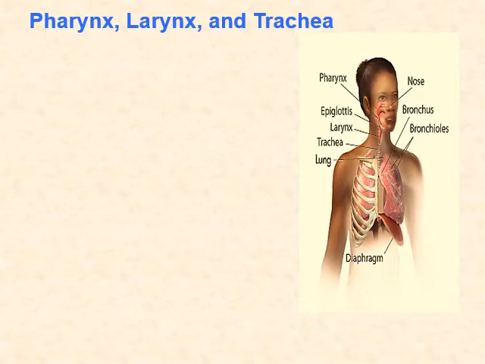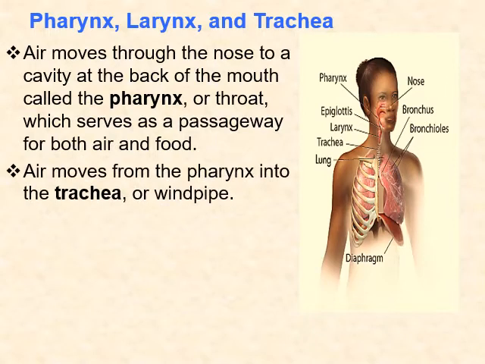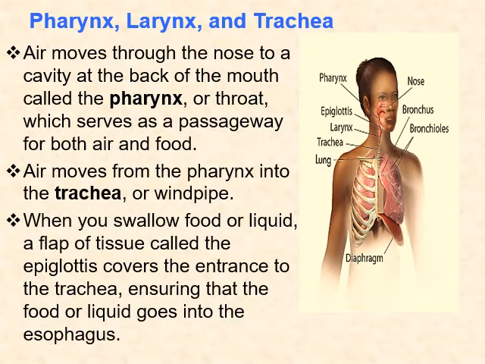The next three structures after the nose are pharynx, larynx, and trachea. Air moves through the nose to a cavity at the back of the mouth called the pharynx or throat, which serves as a passageway for both air and food. Air moves from the pharynx into the trachea or windpipe. When you swallow food or liquid, a flap of tissue called the epiglottis covers the entrance to the trachea, ensuring that the food or liquid goes into the esophagus.